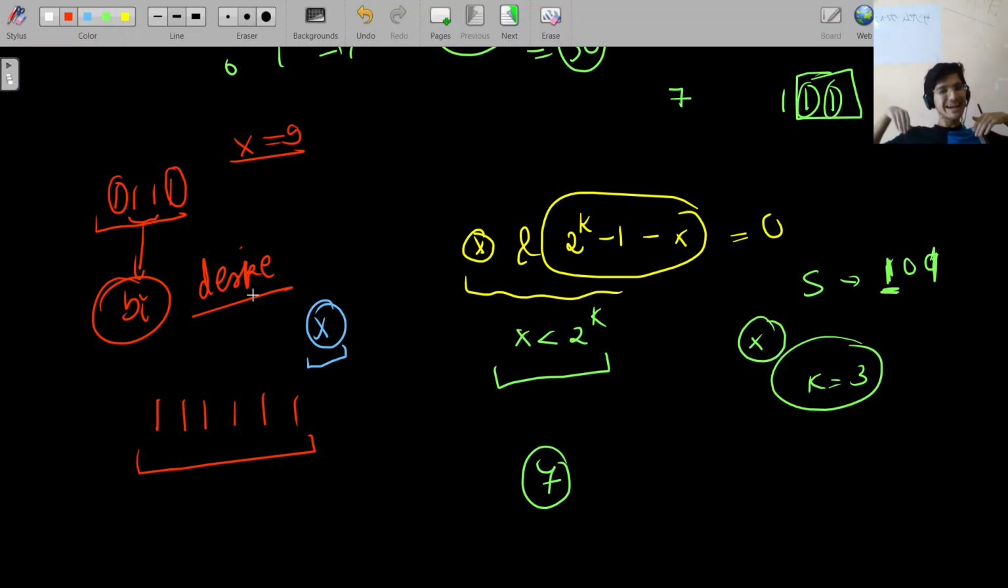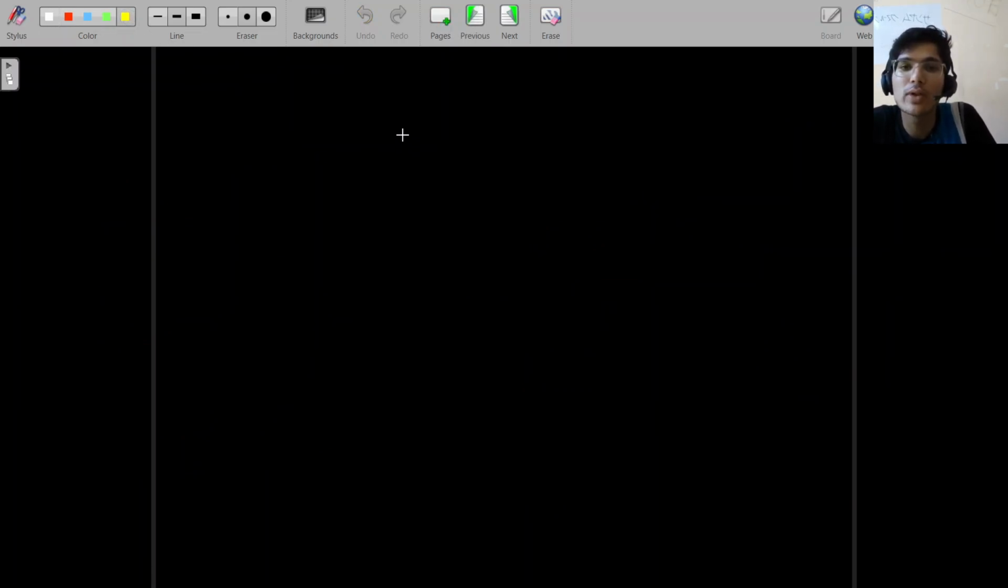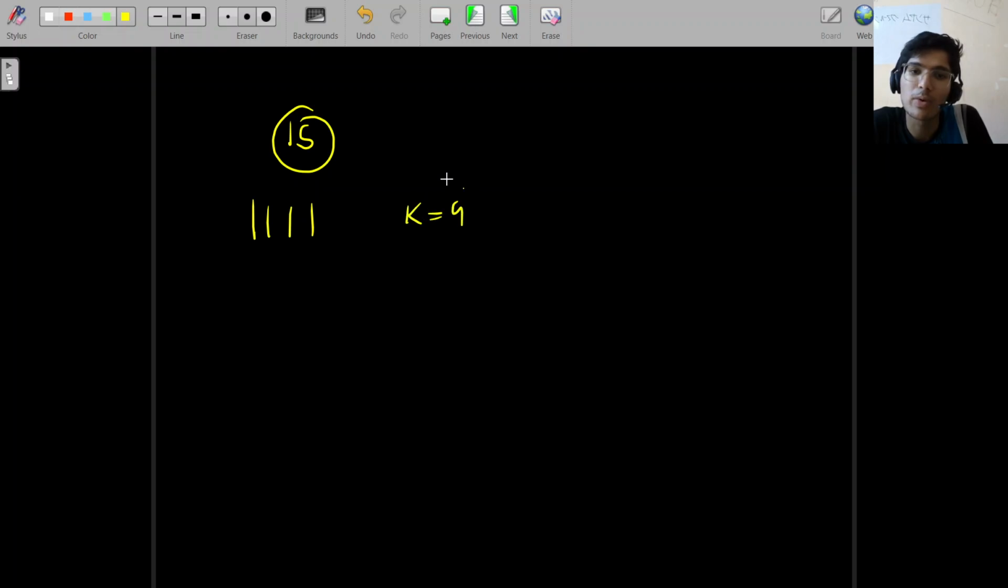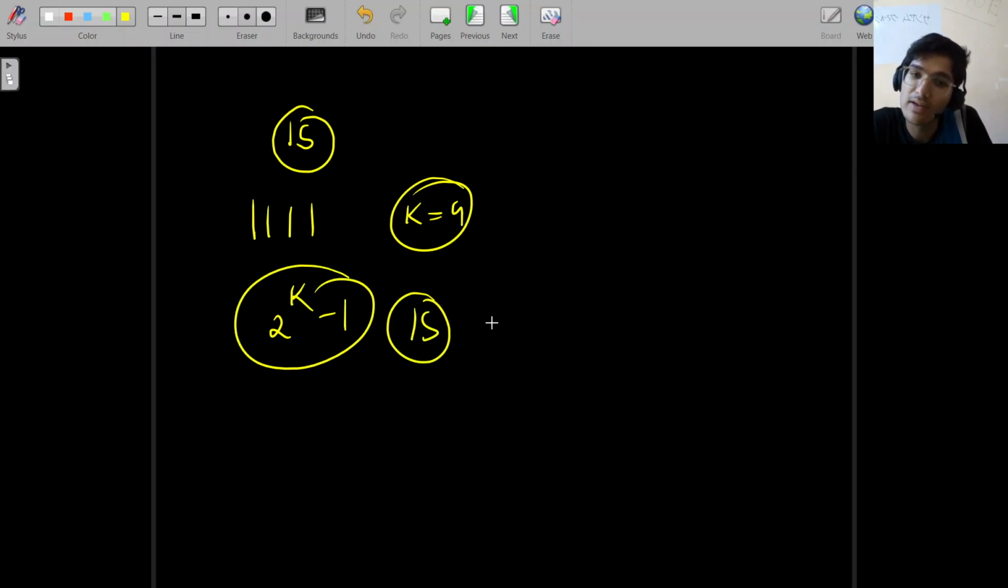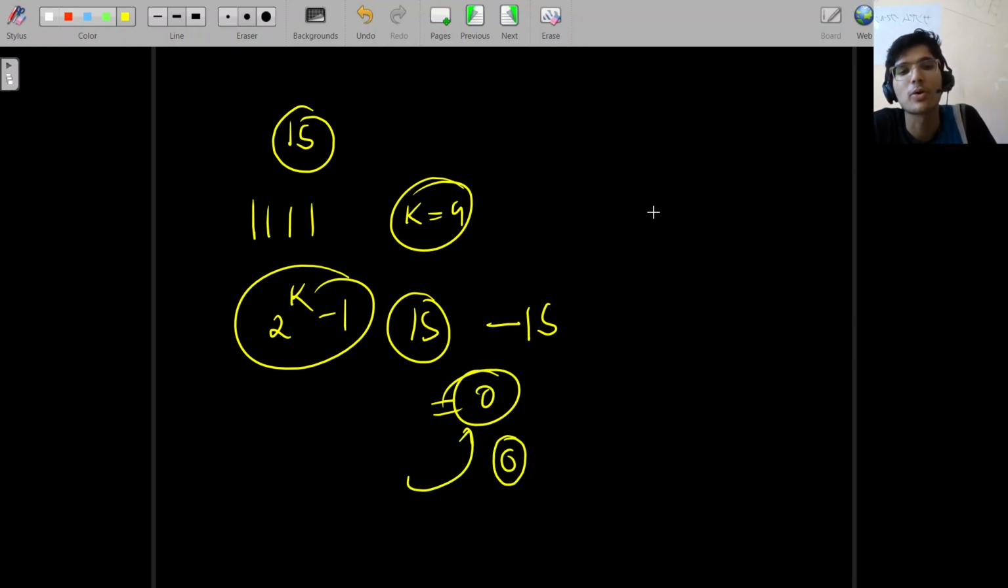What you want to do is pick the largest possible set bit in the array. We do 2 power k minus 1 for that. And suppose it is itself a power of 2, then what will we do? Let's say it is 15 itself. No problem. It will be mapped with 0. So it is represented by this. We found k to be 4, so we do 2 power k minus 1, which is 15 itself, and you subtract 15 and it becomes 0. And you can pick the 0 as well, no problem.